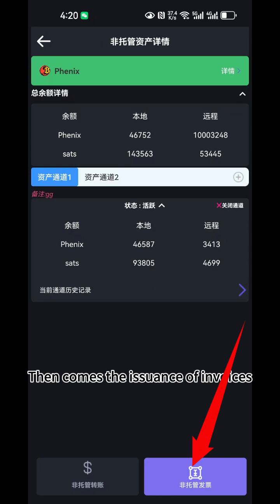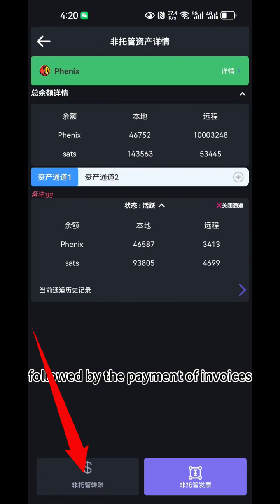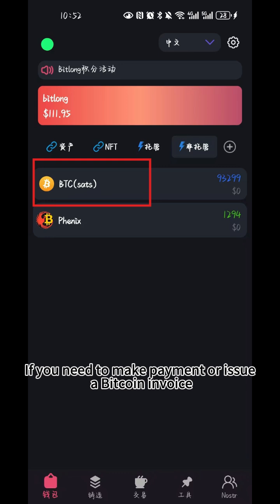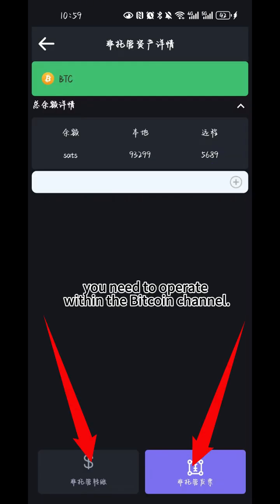Then comes the issuance of invoices, followed by the payment of invoices. If you need to make payment or issue a Bitcoin invoice, you need to operate within the Bitcoin channel.